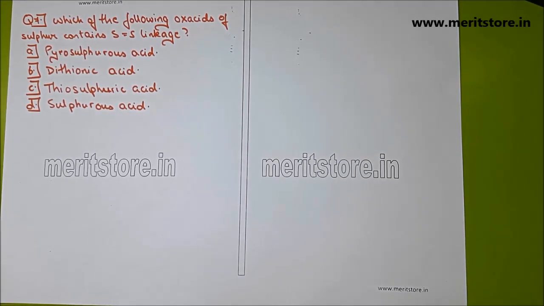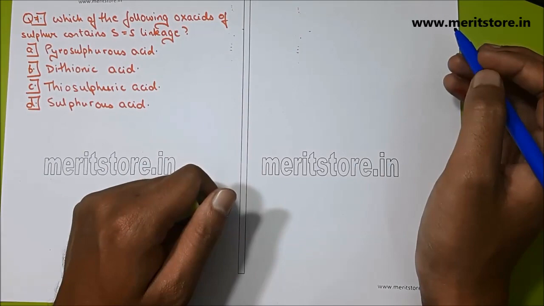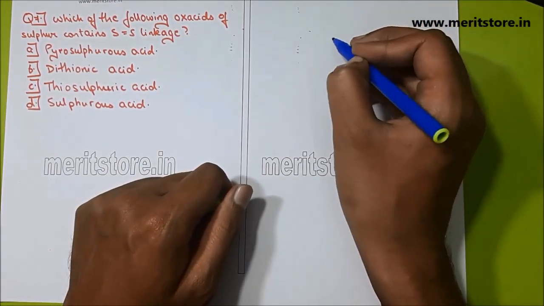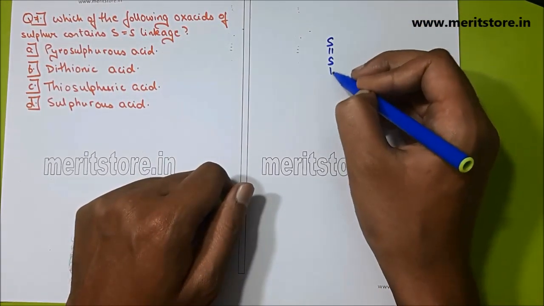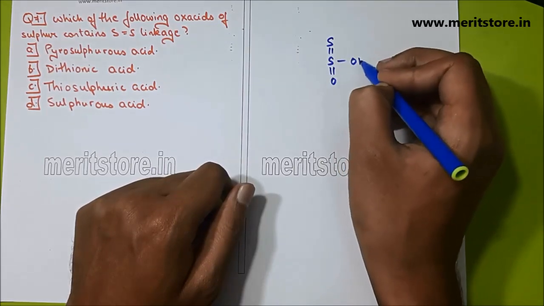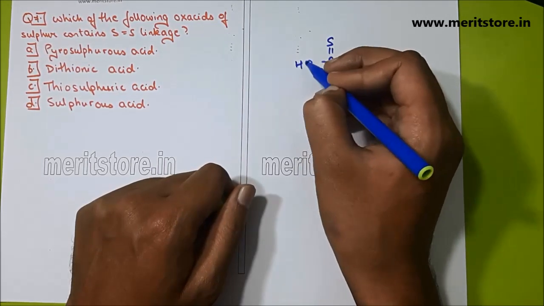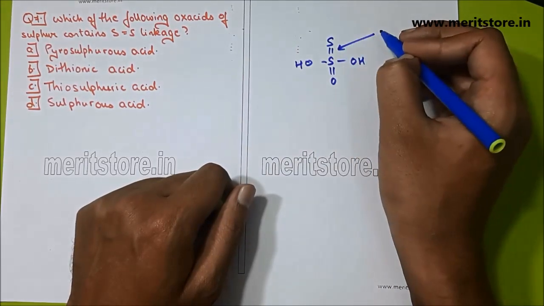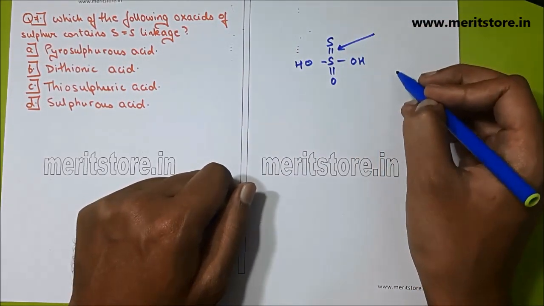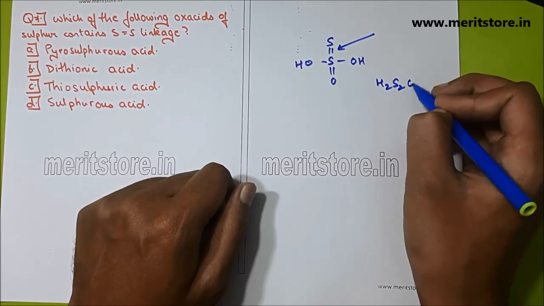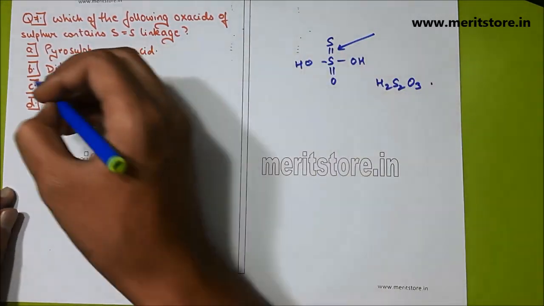Question number 7. Which of the following oxoacids of sulfur contains an S=S linkage? A, pyrosulfurous acid, B, dithionous acid, C, thiosulfuric acid, D, sulfurous acid. The structure of thiosulfuric acid is S=S=O with 2 hydroxyl groups at the central sulfur. There is an S=S bond in thiosulfuric acid. The molecular formula is H2S2O3. So option C is the correct option.